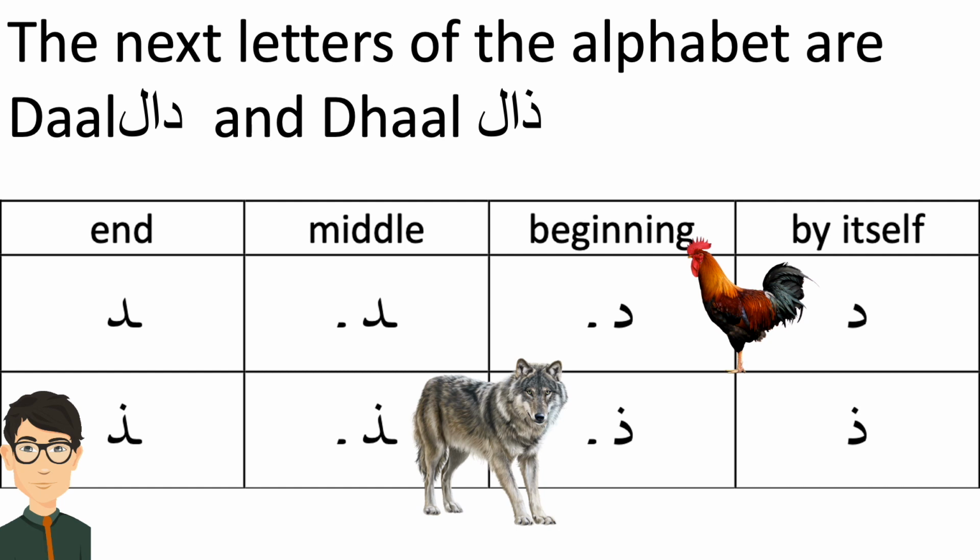This is how these two letters look in all the four forms. And I want you to notice that the dal and the dhal do not connect to the following letter. The only difference in writing is the dot, which goes above the dal to make it a dhal. So dhal has a dot on the top.